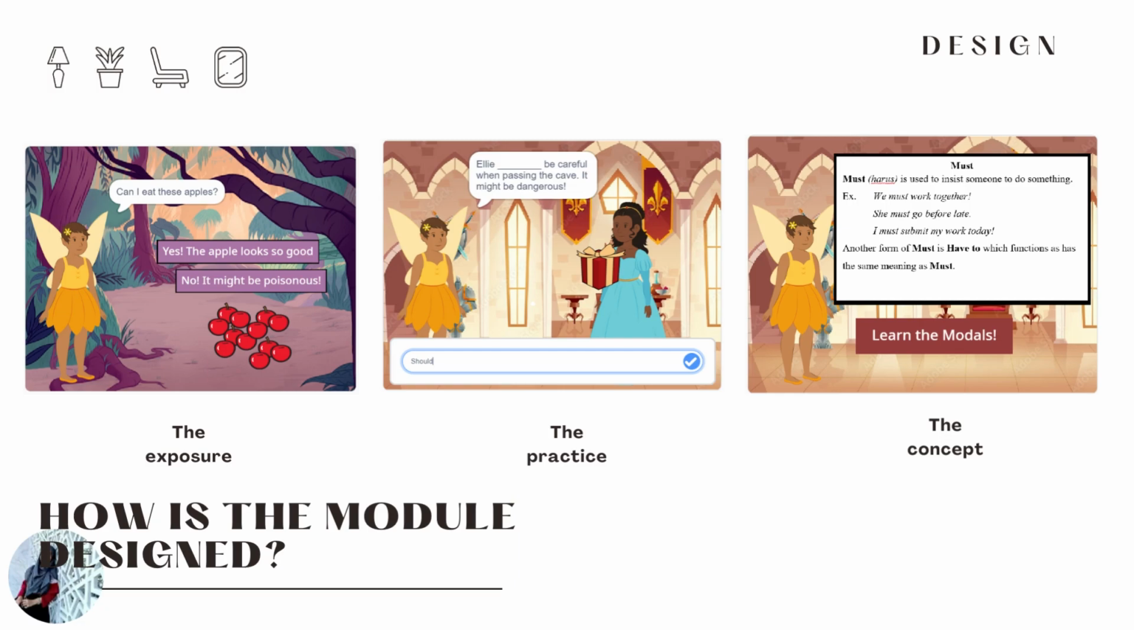So, this is how the learning object works. The learning object consists of three parts. Number one, the exposure. The learning object provides a real life example of modal utilization in the form of conversation so that the students can be more familiar with and immersed in the usage of modals in sentences. The learning object employs various types of modals in the sentence contextually.